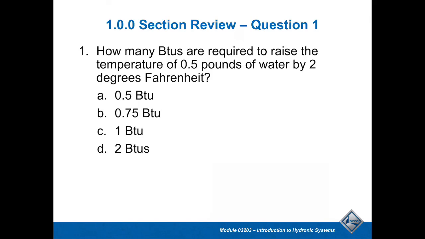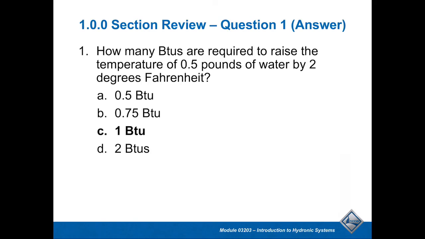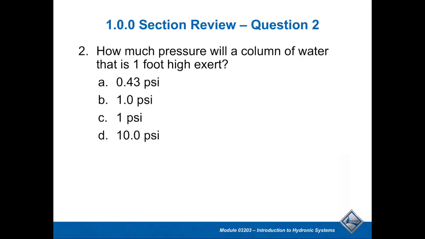All right, so a quick little review. How many BTUs are required to raise the temperature of a half a pound of water by 2 degrees Fahrenheit? Using the initial equation, we take 0.5 pounds of water, which is the weight of the fluid, times the specific gravity of 1, times the specific heat of water, which is 1.0, times the temperature change of 2 degrees Fahrenheit, which is the delta T. 0.5 times 2 should end up being 1 BTU. And of course, that is indeed the answer.